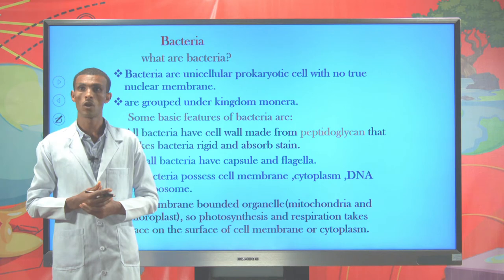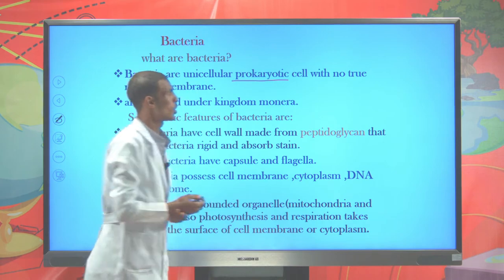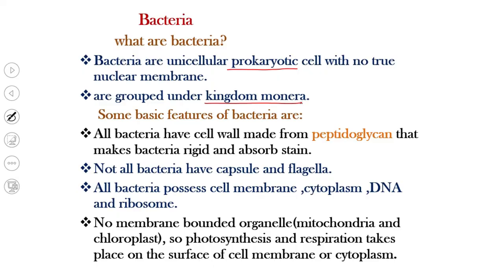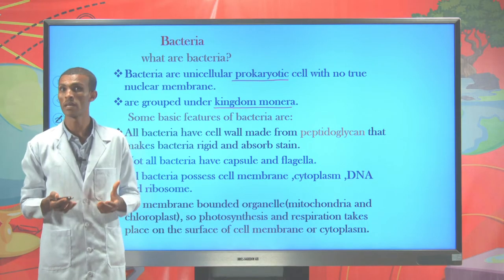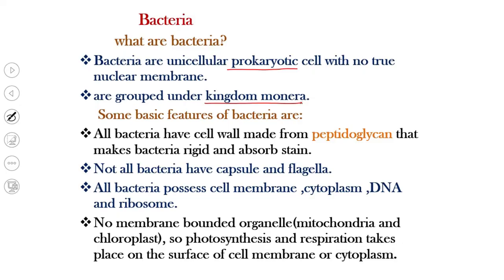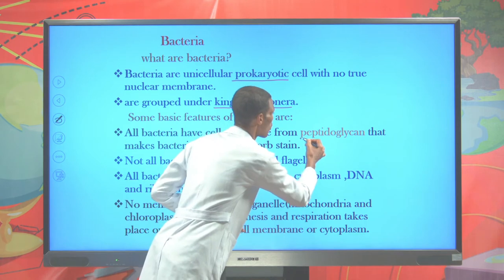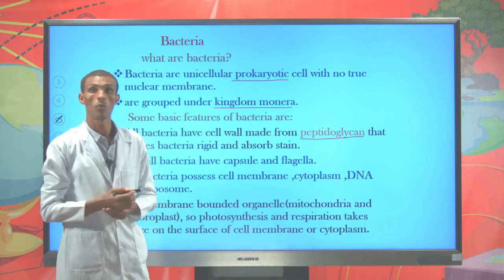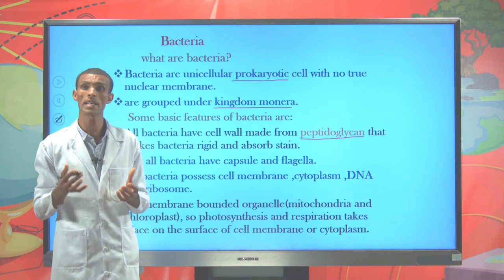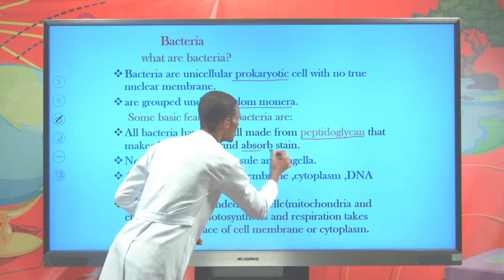Well then, bacteria are unicellular prokaryotic organisms with no true nuclear membrane. Bacteria can share some common features. All bacteria have a cell wall made from peptidoglycan, which is very important in making the bacterial structure rigid and absorbing stain when a chemical is added to it.